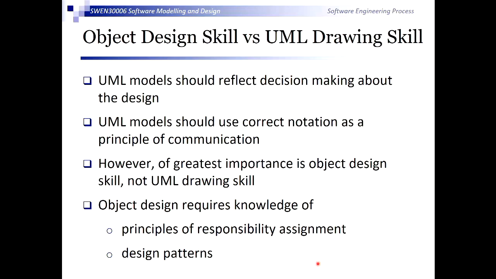Okay, final point I wanted to make. The whole point of this UML modelling is to reflect decision-making about the design. So I've mentioned this before, we model to understand and to communicate our decisions and alternatives. Those two things are what it's for. It's not because we have to, or it's required, or because I told you to. It's to improve your understanding and to communicate and explore choices.